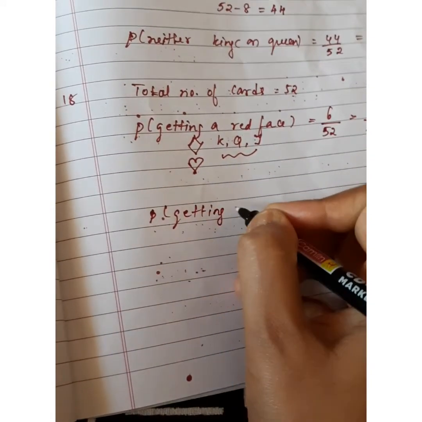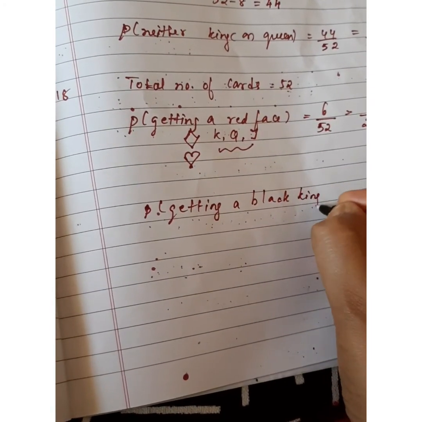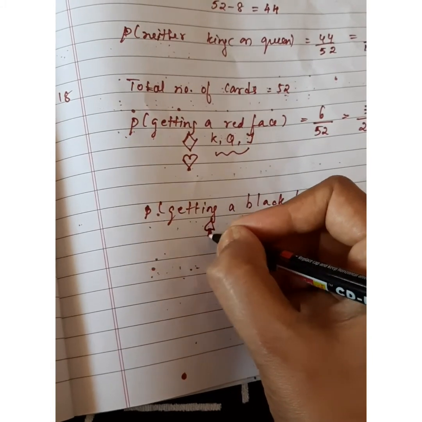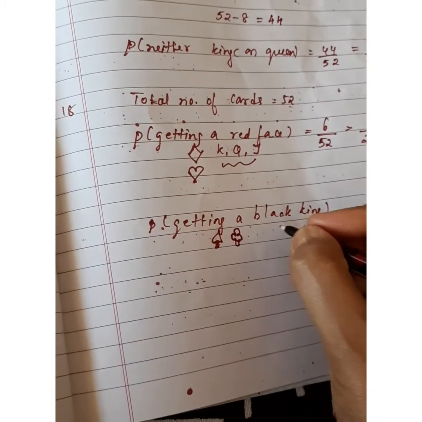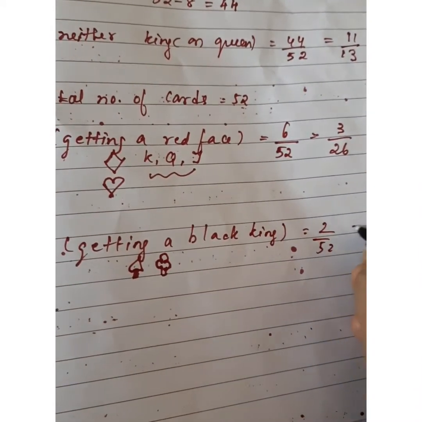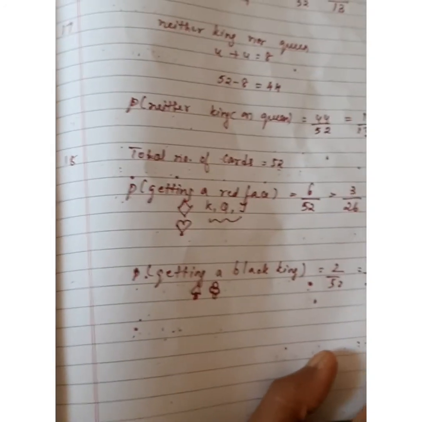Probability of getting a black king, only 2. One from spade, another from club. So that's going to be 2 king possibilities. So 2 by the total stack of 52. That's going to be 1 by 26.